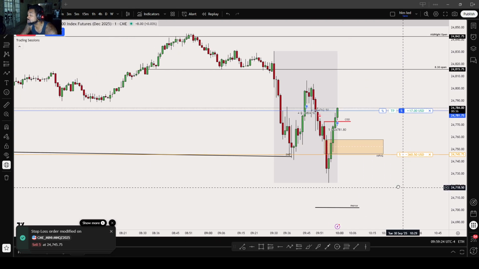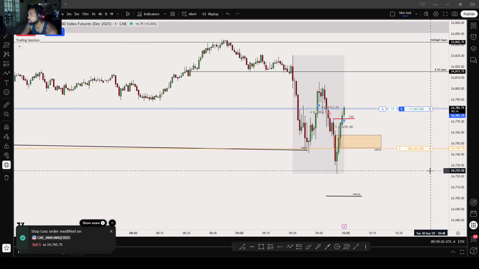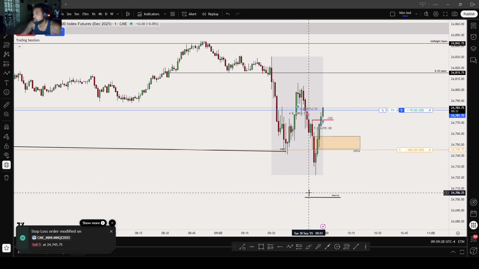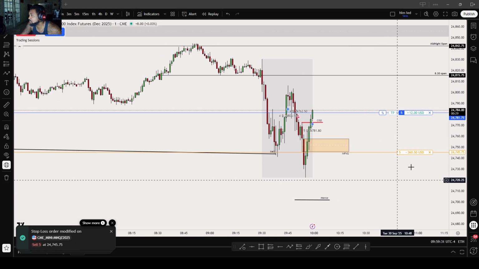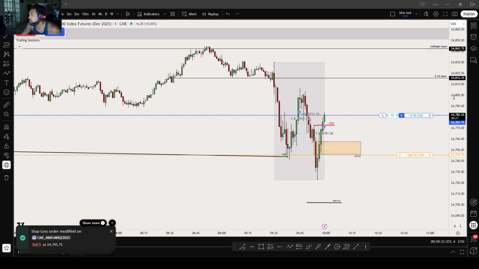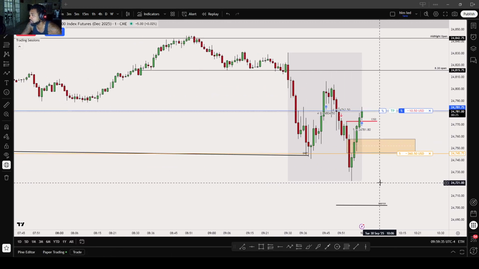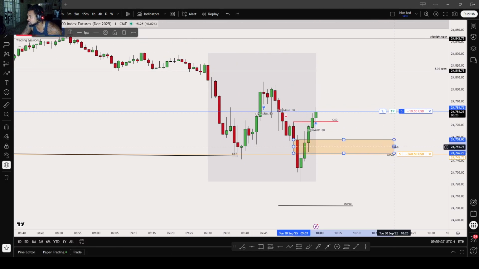Oh, I forgot it was news at 10. I keep forgetting about news. Oh my gosh, it's news literally right now, one minute away. Oh snap. Well, this is a paper trade anyway, so let's see. My stop loss is literally right below this inverse fair value gap.